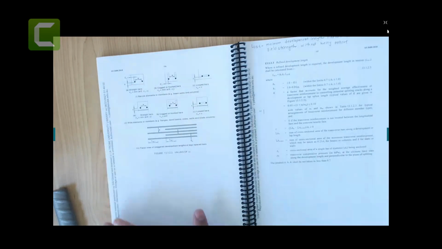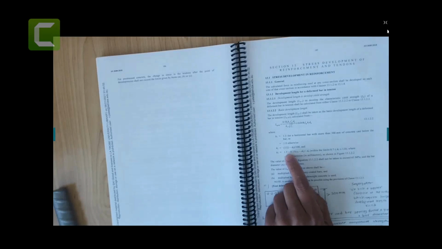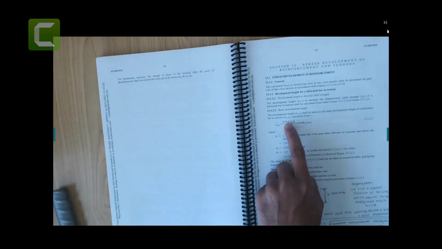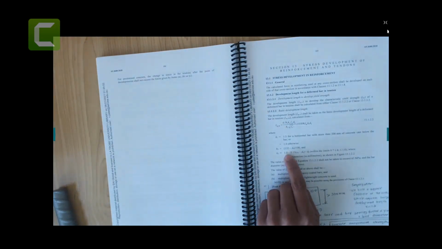And please note, this a is not the center-to-center distance. This a is the distance from the edge of this bar to the edge of this bar. I hope you understand that. So the standard just wants you to prevent splitting from happening at any of these. There is a very good catch here, meaning you can make this K3 equal to 1 by taking Cd equal to dB. If you put Cd equal to dB, then your K3 equals 1, and as I mentioned, K3 equal to 1 is the smaller.